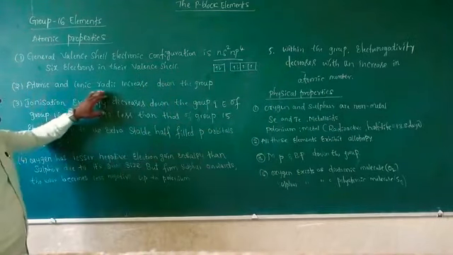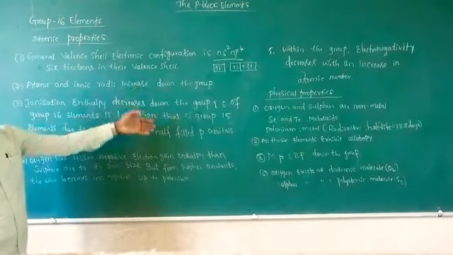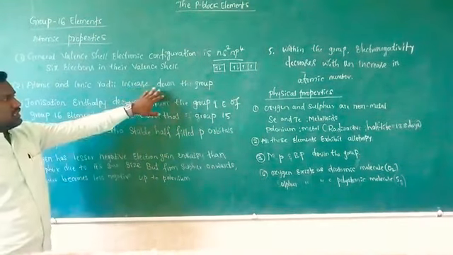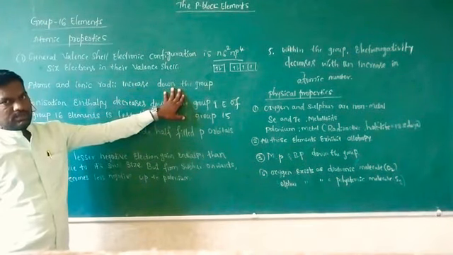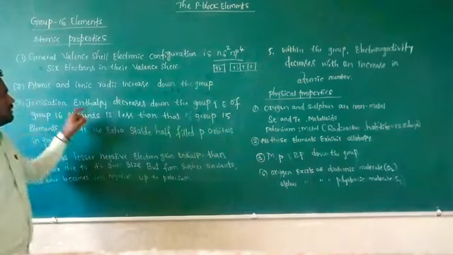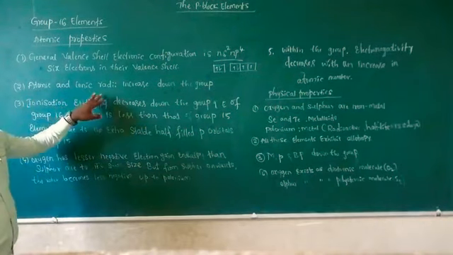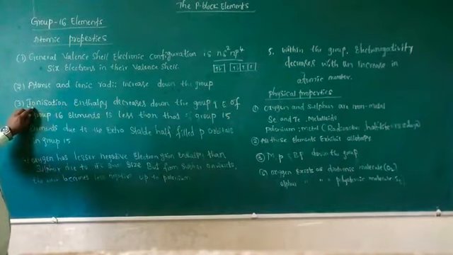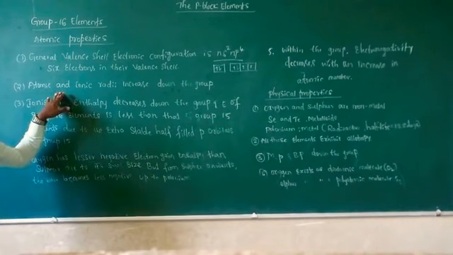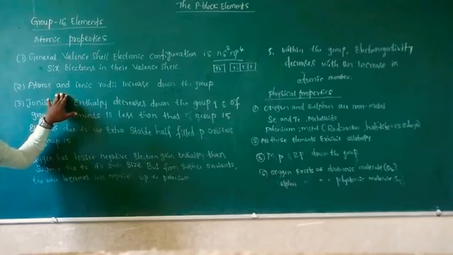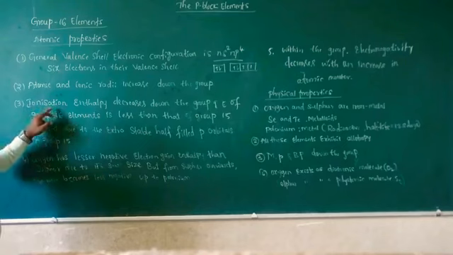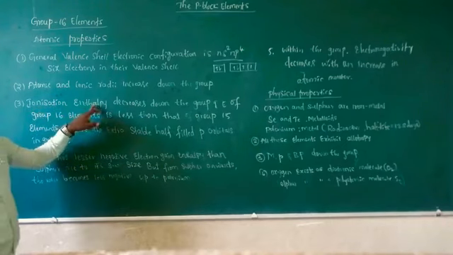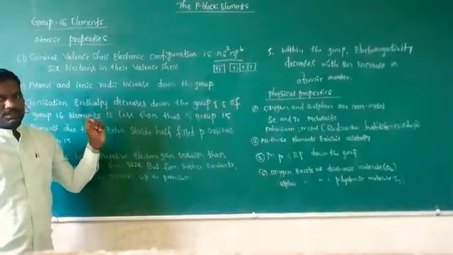Second, atomic and ionic radii increase down the group. Why do they increase? Atomic size increases as we go down the group, so the atomic and ionic radii increase down the group. Which one has the least atomic radius? Oxygen, the first element, has the least radius, and polonium has the maximum.